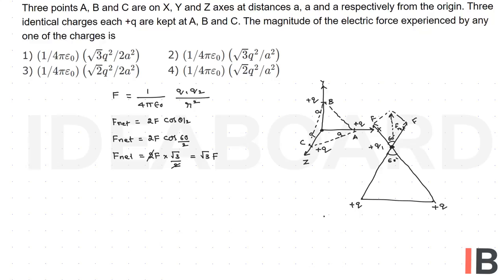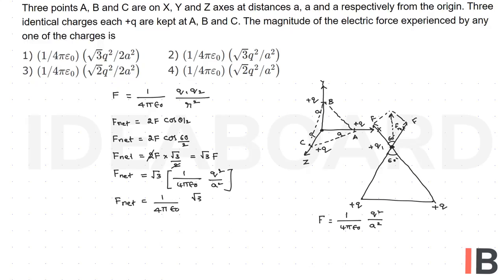But the force between any two charges is equal to 1 by 4 pi epsilon naught q square by a square. Then the net force acting on the charge is root 3 of 1 by 4 pi epsilon naught into q square by a square. Finally, the net force is equal to 1 by 4 pi epsilon naught into root 3 q square by a square. So the second option is the right option.